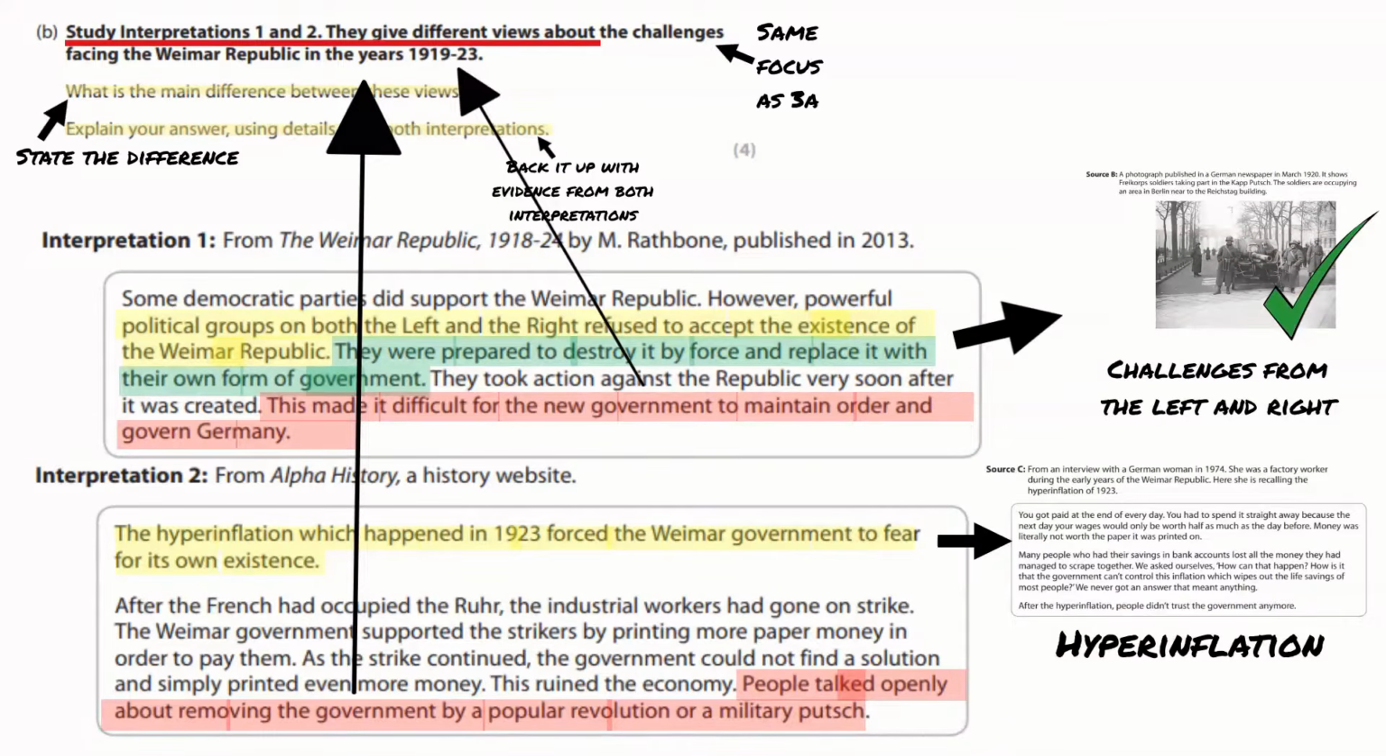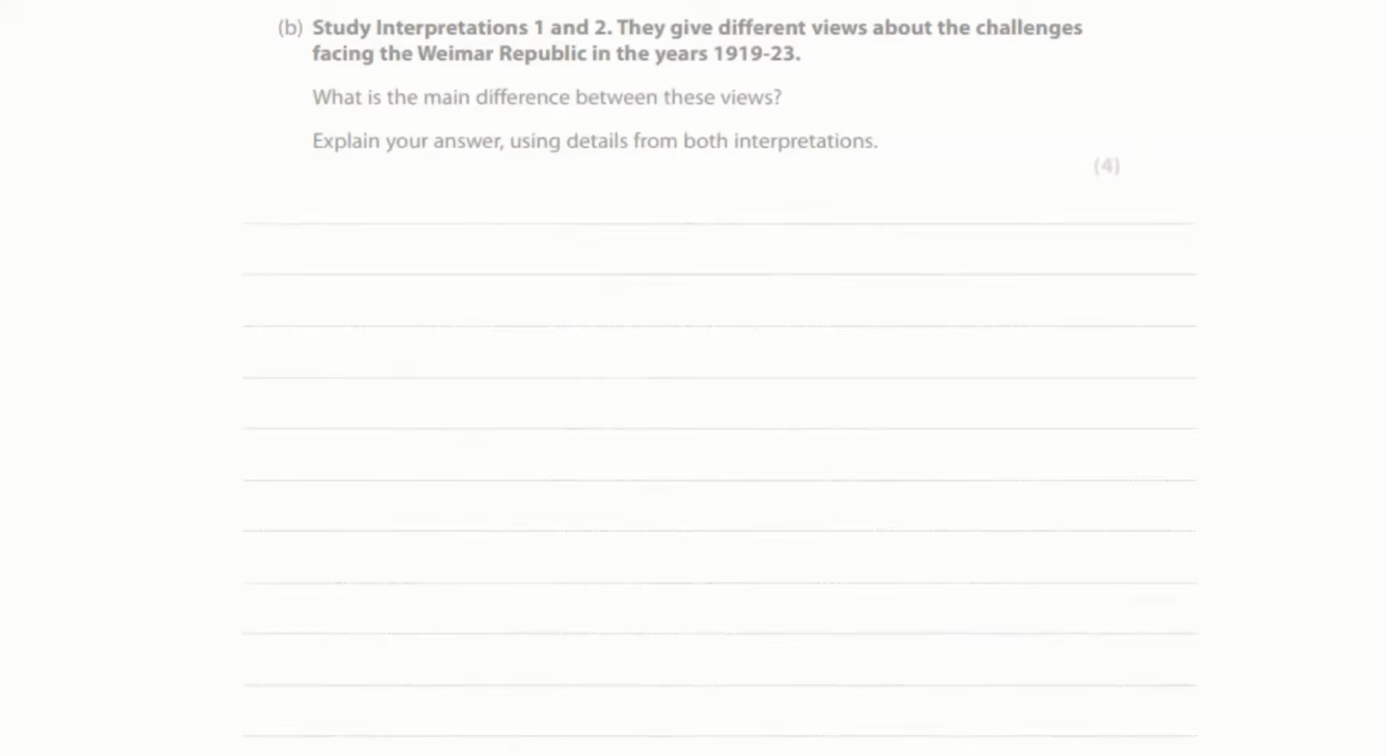One says that the most important challenge to the Weimar Republic was the challenges from the left and right, and the other says that the most important challenge to the Weimar Republic was hyperinflation. So that's going to be our first sentence in our answer.